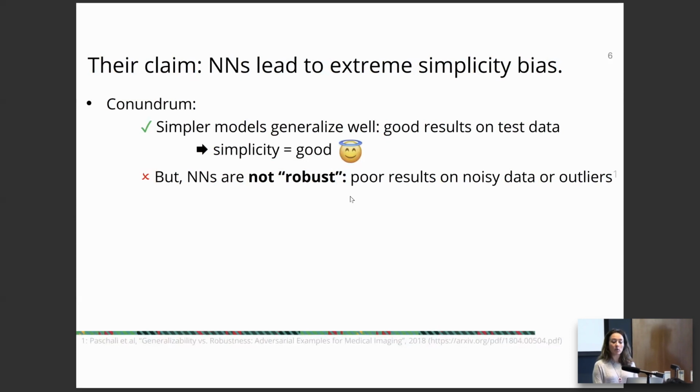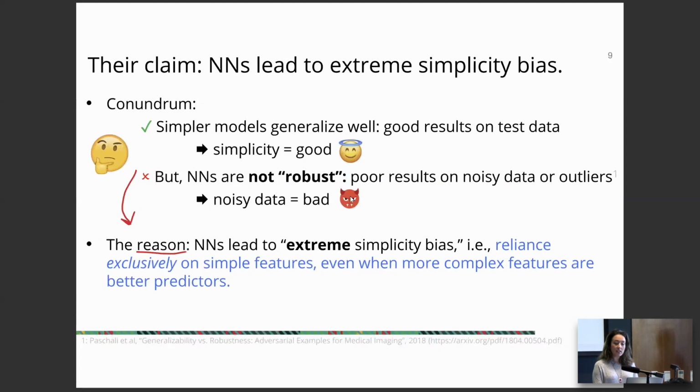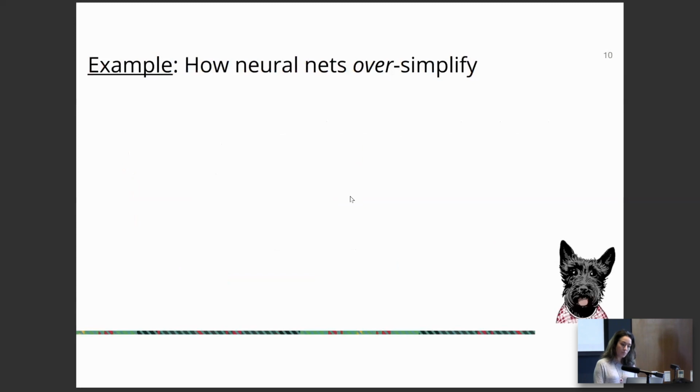But neural nets are not robust. They have poor results on noisy data or outliers. So noisy data is bad for neural nets. So they wonder, how can these two things be true? The reason, they say, is that neural nets lead to extreme simplicity bias. That is, reliance exclusively on simple features, even when more complex features are better predictors.